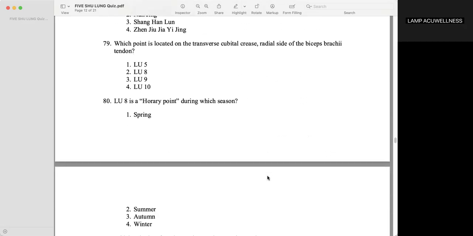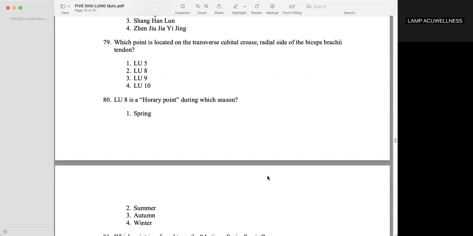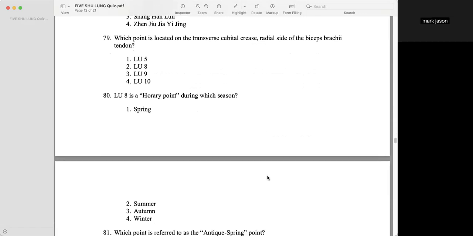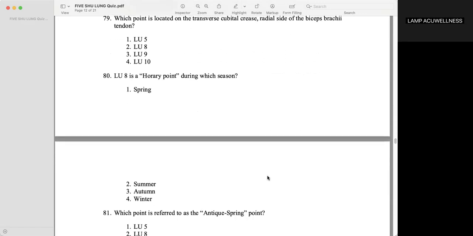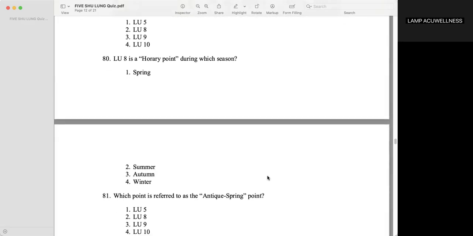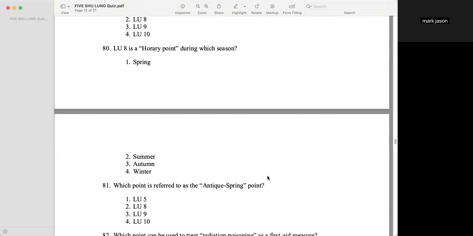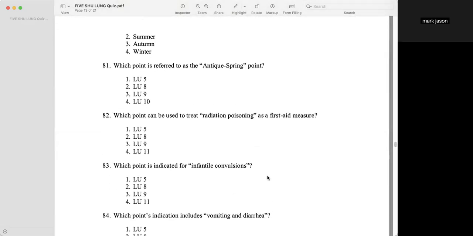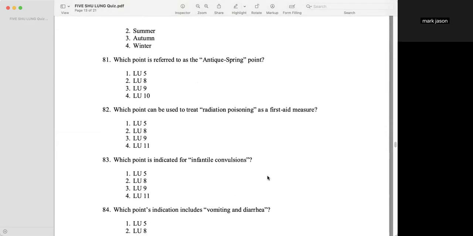Which point is located on the transverse cubital crease, radial side of the biceps brachii tendon? Lung 5. Lung 8 is a horary point during which season? Autumn. Which point is referred to as the antique spring point?